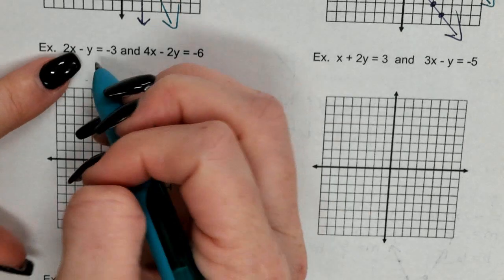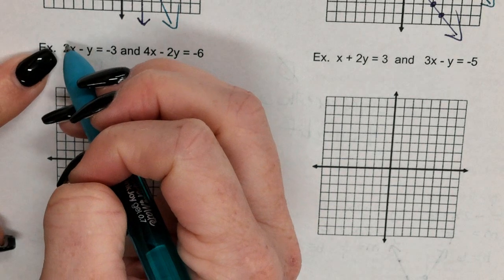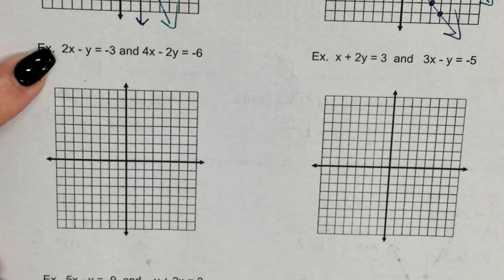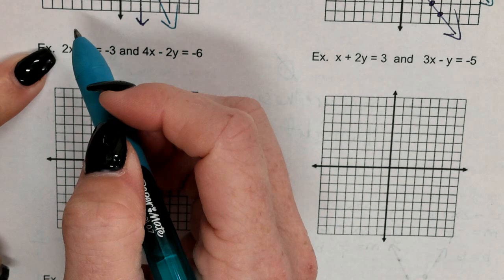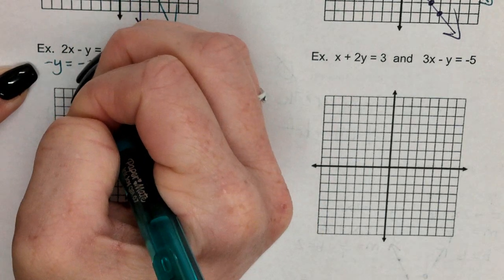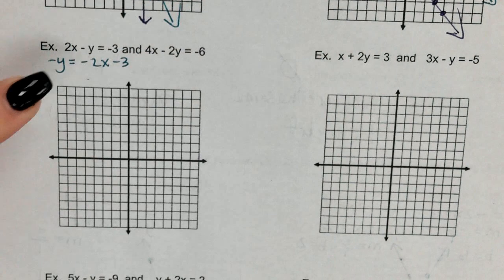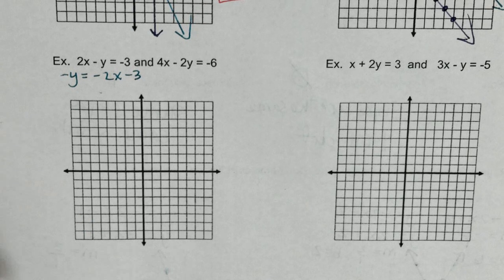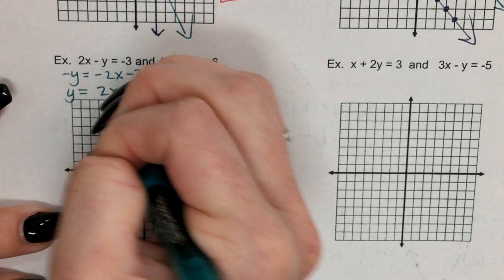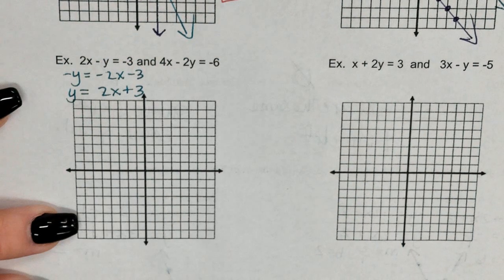Rearrange. So let's start with this equation. The first thing I'm going to do is move this 2x to the right by doing what? Subtracting. So I have negative y equals negative 2x minus 3. I cannot have a negative y. So that's really like a negative 1. So I divide everything by negative 1 and it just changes everything's sign. So this becomes y equals 2x plus 3.